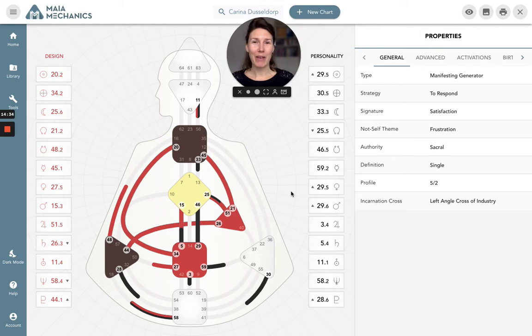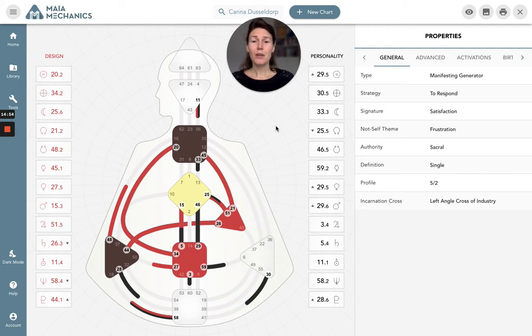There are people who have all the centers colored in. It's very rare, but it's possible that they have all the 9 centers. But probably you will have 1 or 2 or maybe a lot more centers white and undefined. So, what does that mean?